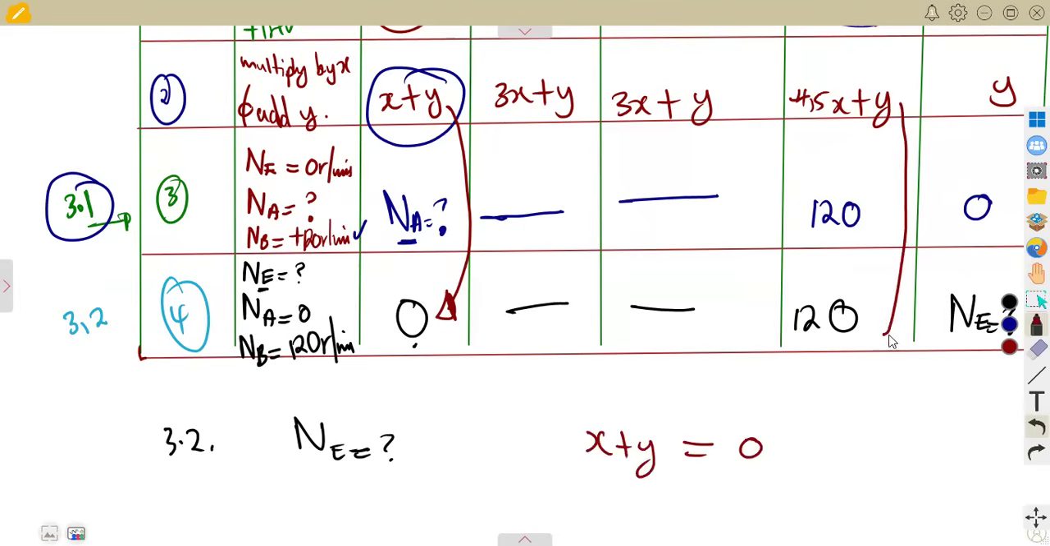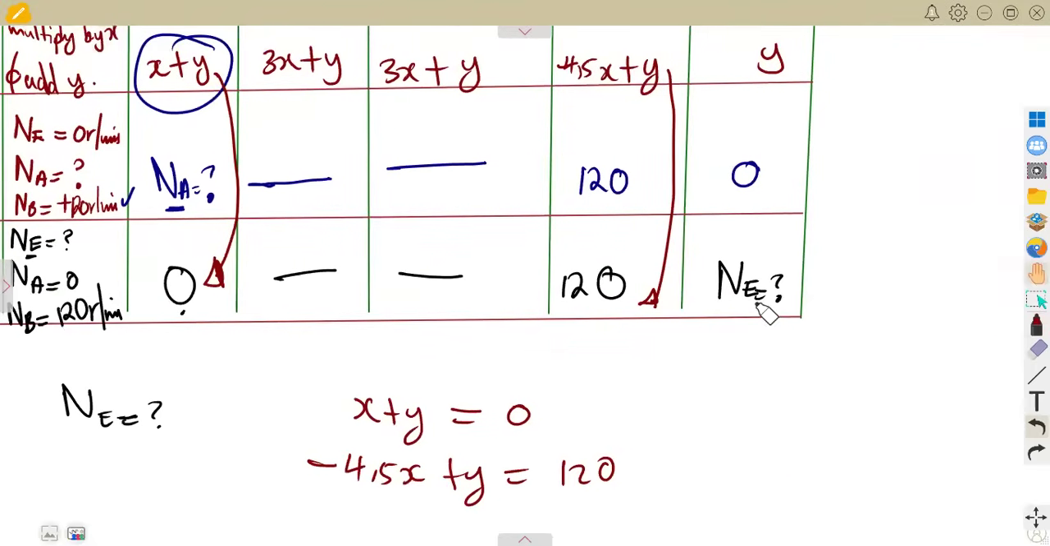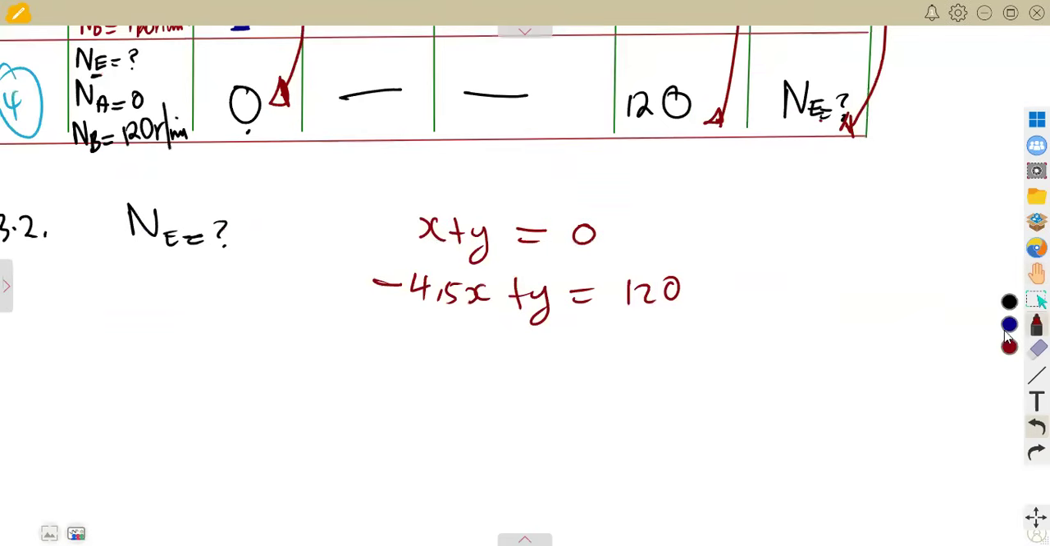Also here, you equate this: minus 4,5x plus y is equal to 120. And what we need in this case is NE, which is the speed, and y is equal to NE, which is the speed of the arm. So by calculating y, we have calculated the speed of the arm. So how can we calculate y? That is the question now.